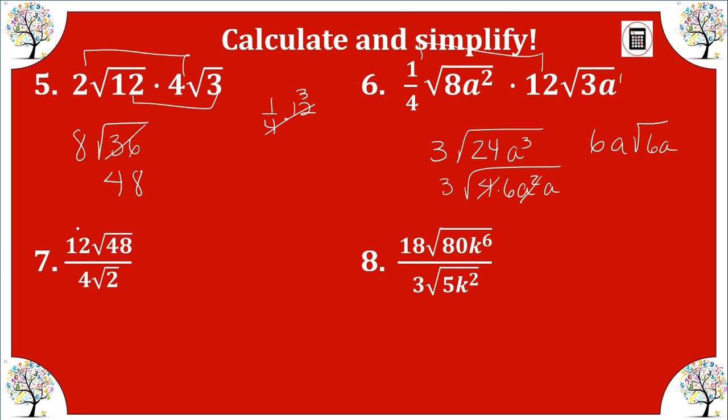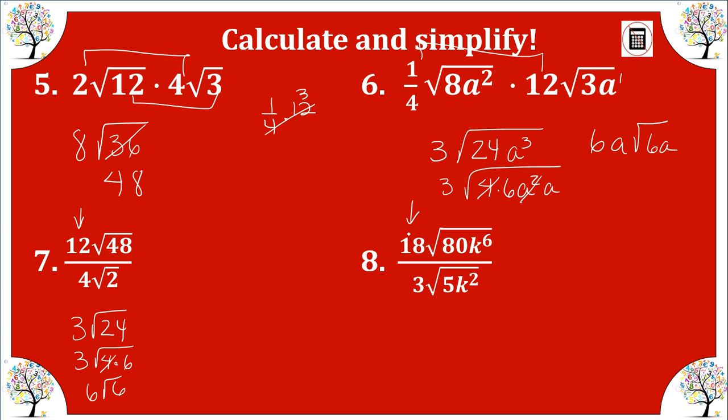On 7, we're going to divide our coefficients. 12 divided by 4 is 3. We're going to divide our radicals. 48 divided by 2 is 24. We're going to simplify 24 into 4 times 6. The square root of 4 is 2. 2 times 3 is 6. Radical 6.